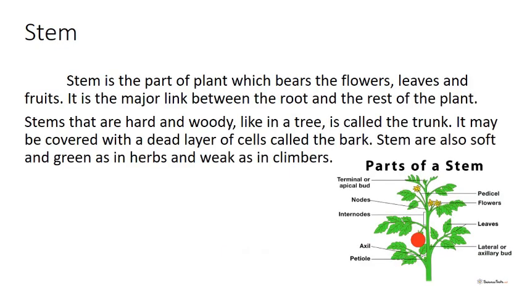Stem. Stem is the part of a plant which bears the flowers, leaves and fruits. It is the major link between the root and the rest of the plant. Stems that are hard and woody, like in a tree, are called the trunk. It may be covered with a dead layer of cells called the bark. Stems are also soft and green as in herbs, and weak as in climbers.